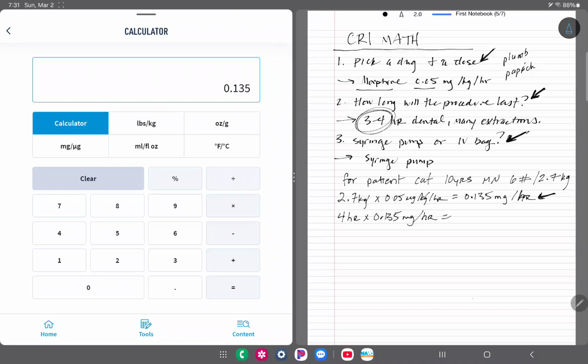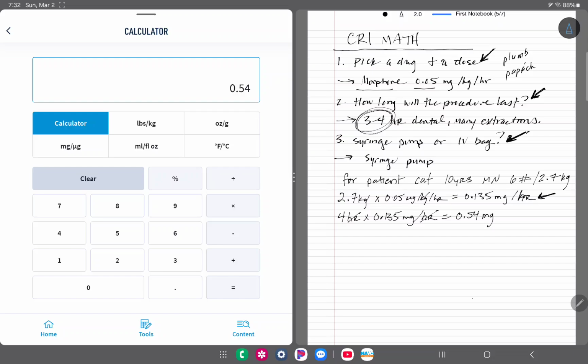Then we're going to take that back to the calculator. I already have 0.135. I'll take it times my 4 hours that I'm anticipating the surgery to last, and I'm going to get 0.54 mg. Again, it's only mgs because if we go back here, hours cancels hours. So now I have 0.54 mg, but we're going to have to get mils, right? I can't add a milligram to a syringe. I can add mils to a syringe.